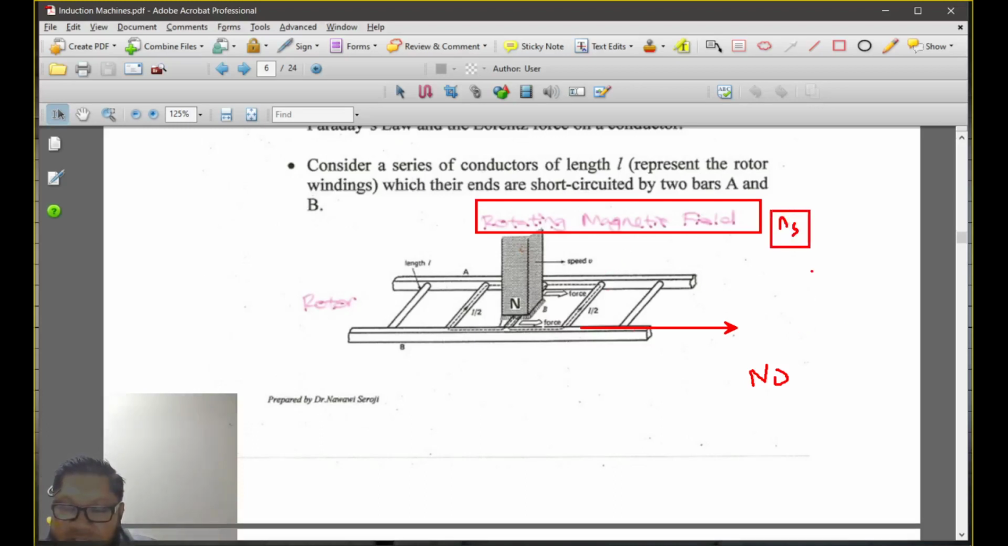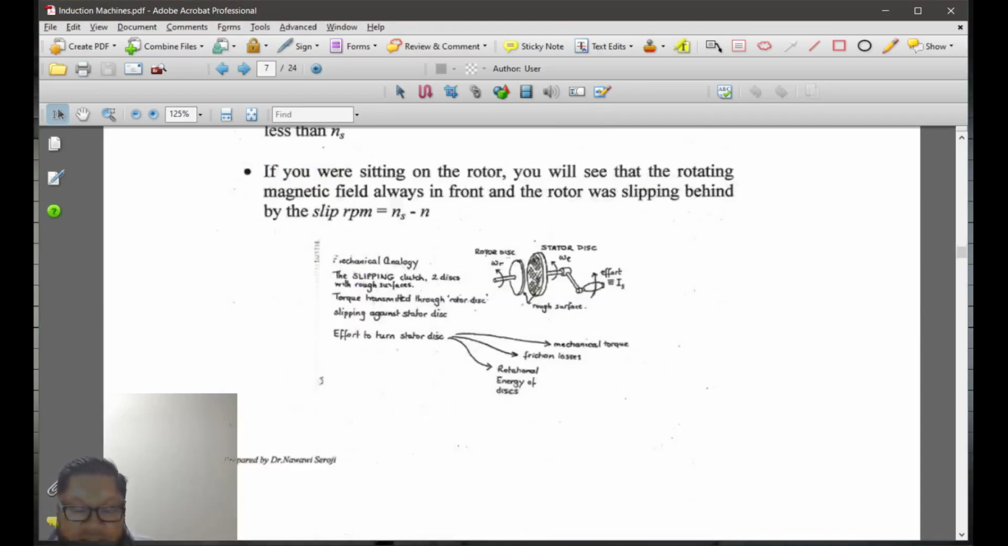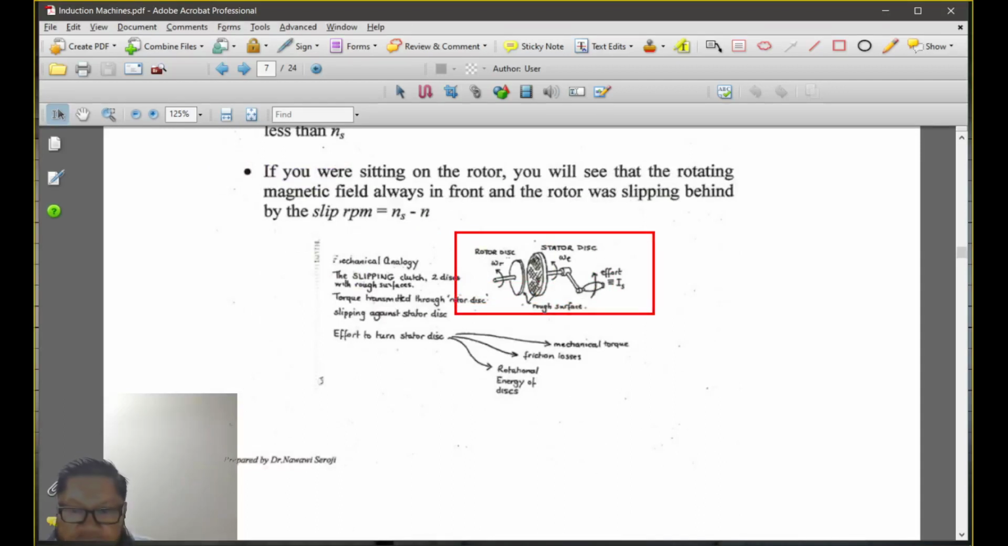This is known as the synchronous speed, and the rotor speed is n. So n is always lower than ns. Why? You can imagine we have a rotor disc and a hand drill, and both are connected to a stator disc and rotor disc, and there is a rough surface in between them.